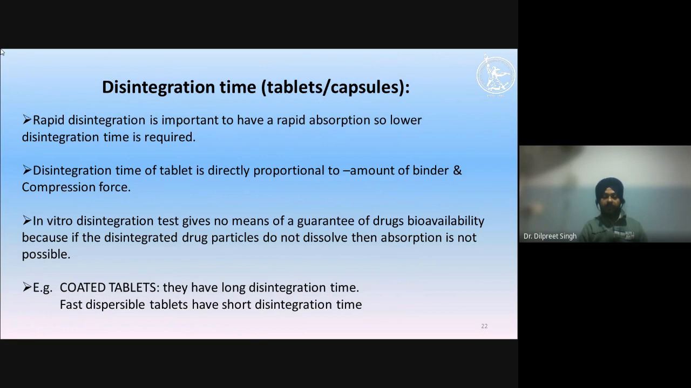Disintegrated drug particles that do not dissolve cannot be absorbed. It also tells about the quantification of drug bioavailability and defines the qualitative assessment of absorption at the in vivo rate. For example, a coated tablet has a longer dissolution time, while a fast dispersible tablet has a shorter dissolution time because of the superdisintegrants and the binder concentration.